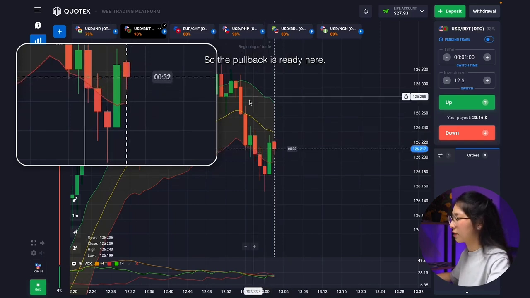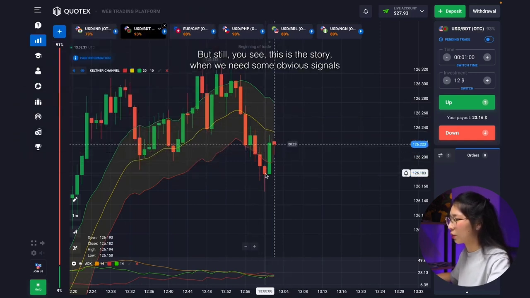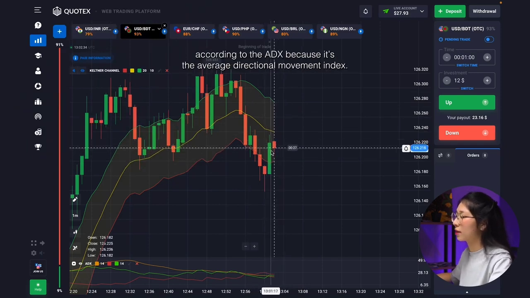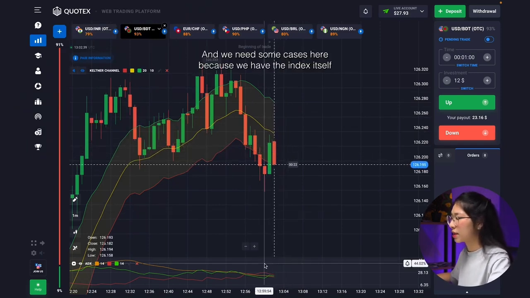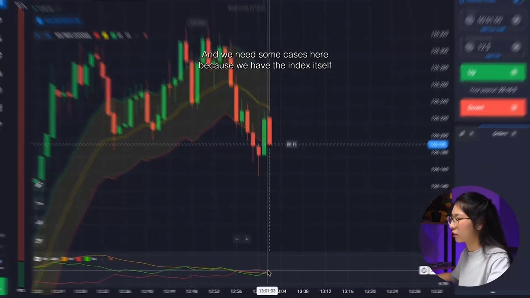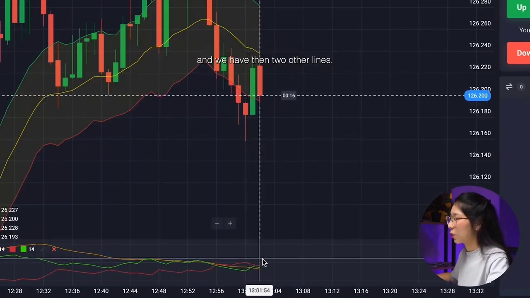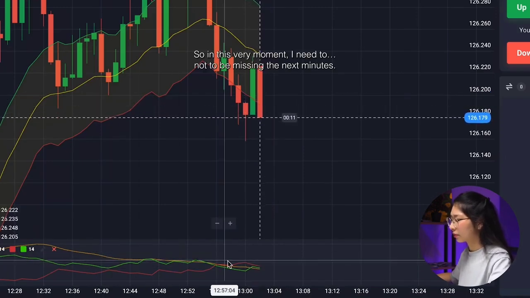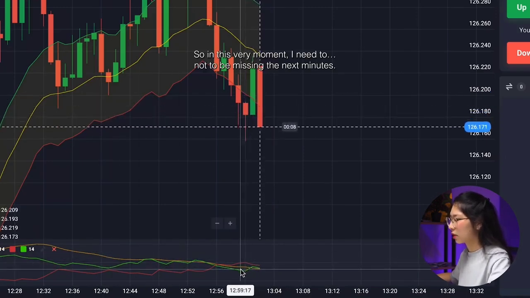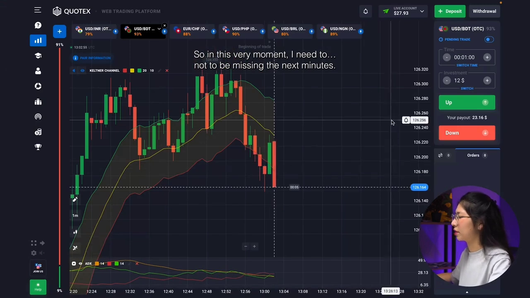So the pullback is really here, but still you see the story where we need some obvious signals according to the ADX, because it's the average directional movement index, and we have the index itself, and then two other lines. So in this very moment, I need to not miss the next minutes.